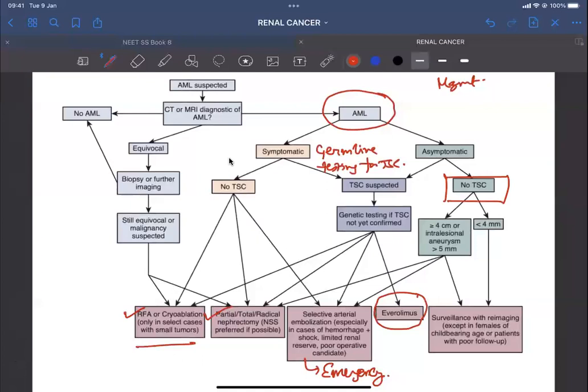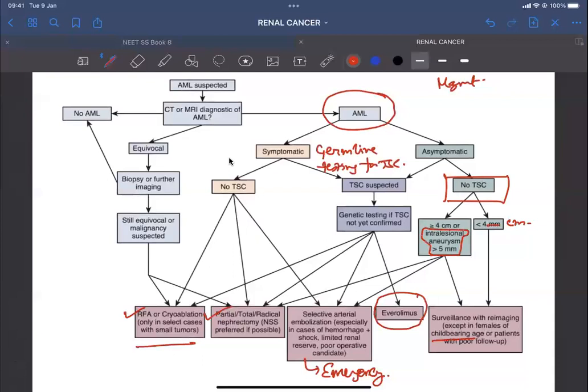Again, for asymptomatic patients who do not have TSC, this should be centimeters and not millimeters. The cutoff used to be 4 centimeters, but it is not absolutely imperative that you need to manage everyone. But if they are of childbearing age, or if they're planning on becoming pregnant, it might be good to treat these patients before, because these patients can land up with complications during pregnancy. So what is more commonly used now as a risk factor, rather than just the size, is an intralesional aneurysm of more than 5 millimeters.